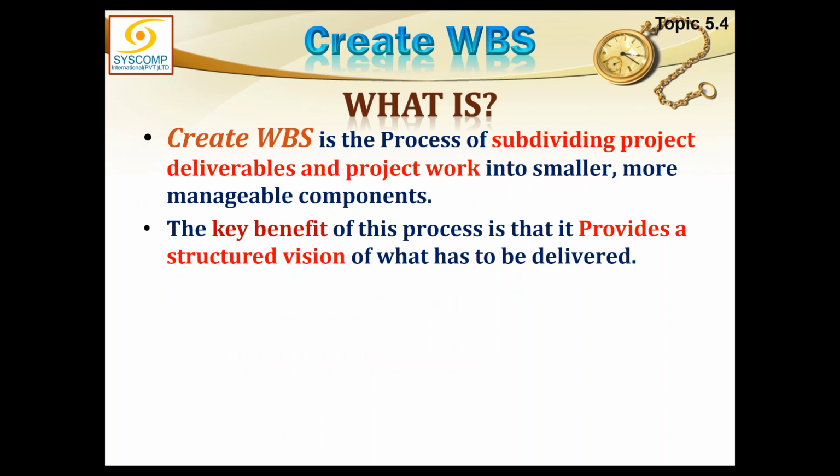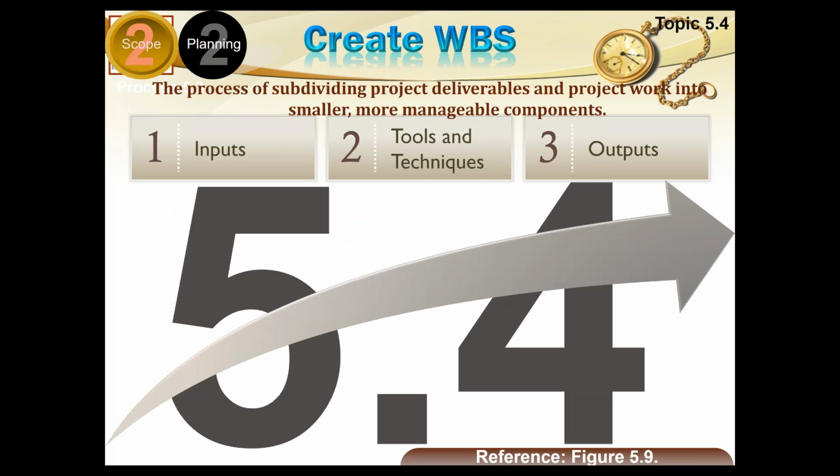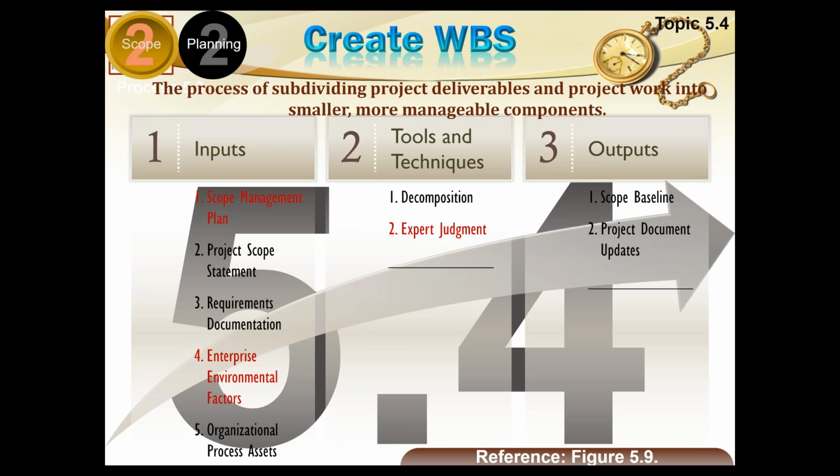In planning, the last process is the work breakdown structure. And this is the process of subdividing the project deliverables and the project work into smaller and more manageable components. Key benefit is it provides a structured vision of what has to be delivered. So we are breaking things down to the work package level. What are the inputs here? Scope management plan is required, scope statement is required, requirement documentation is required, and enterprise environmental factors and process assets.